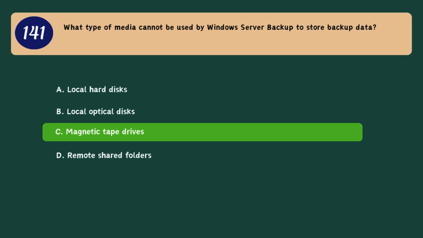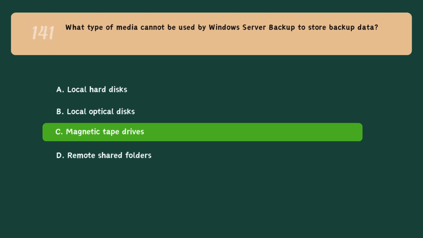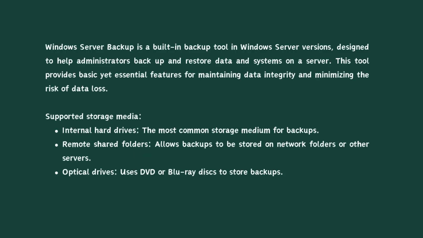Correct answer. C. Magnetic tape drives. Windows Server Backup is a built-in backup tool in Windows Server versions, designed to help administrators back up and restore data and systems on a server. This tool provides basic yet essential features for maintaining data integrity and minimizing the risk of data loss. Supported storage media. Internal hard drives: the most common storage medium for backups. Remote shared folders: allows backups to be stored on network folders or other servers. Optical drives: uses DVD or Blu-ray discs to store backups.